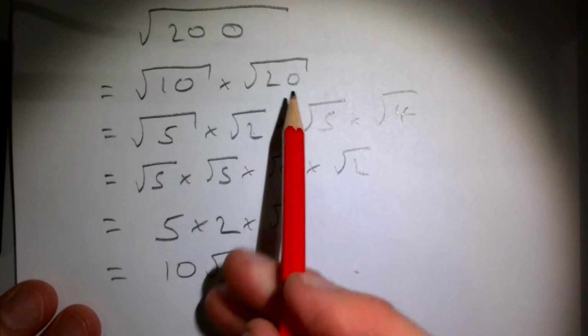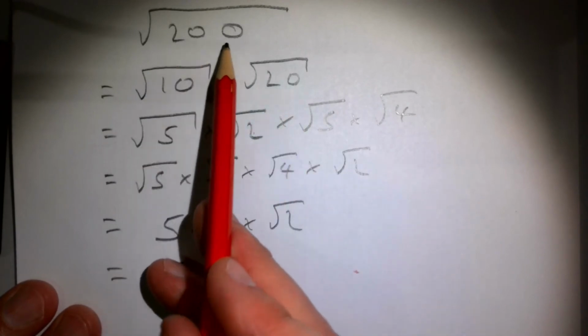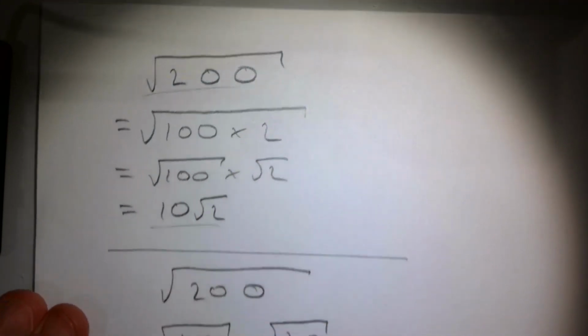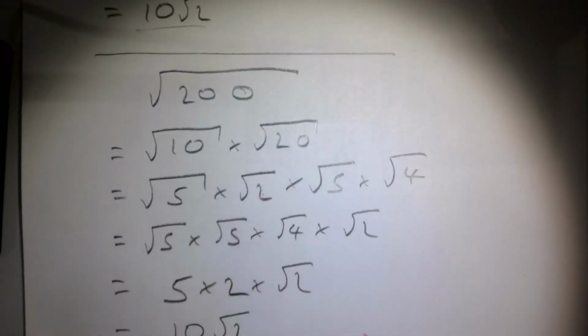It's a terrible way to go. The secret is to find the biggest square number that's a factor of this, and you'll save yourself an awful lot of working out. That's what I did above there. But that's the way then we want to try and simplify our surds.